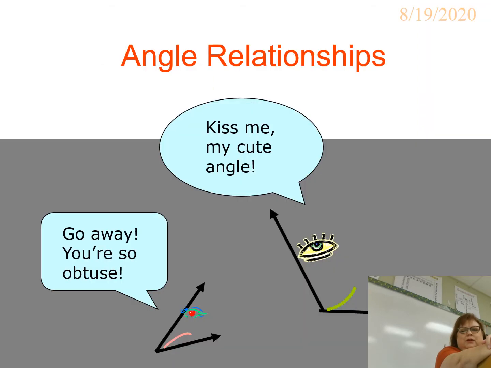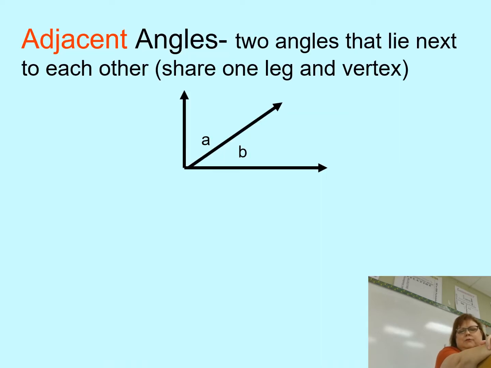Yay. Okay. Alright, so now we're on to angle relationships, how they relate to each other. This girl, Angle, is saying, get away from me, you're so obtuse. And so he says, kiss me, my cute Angle. Alright, yeah. It's math. Come on, give me a break.